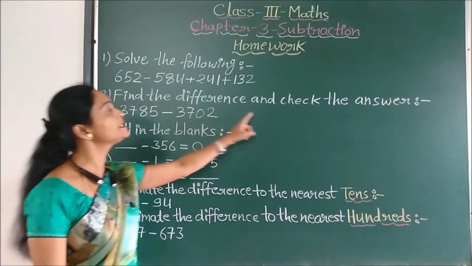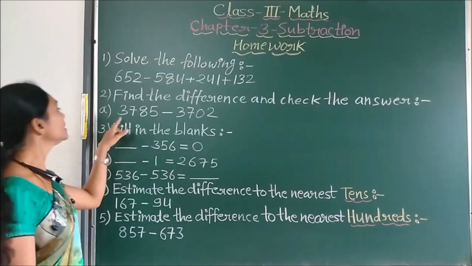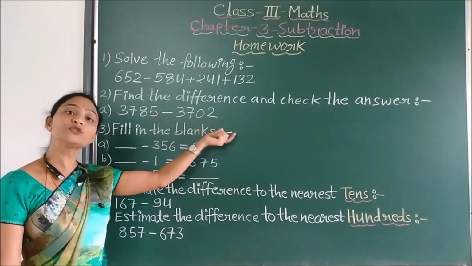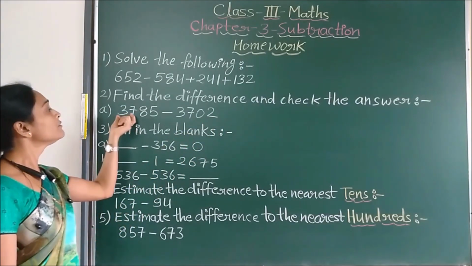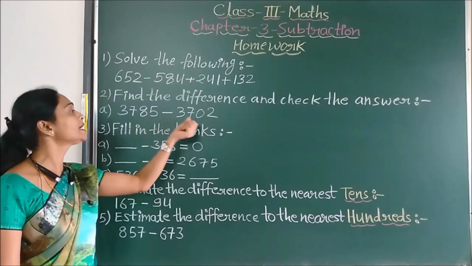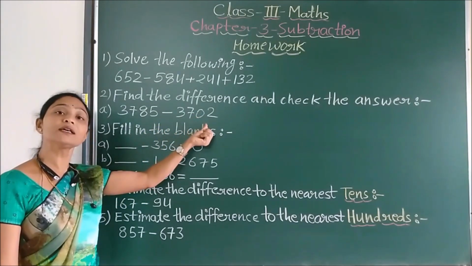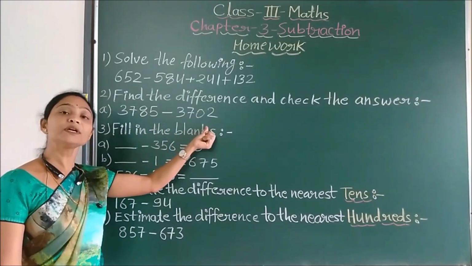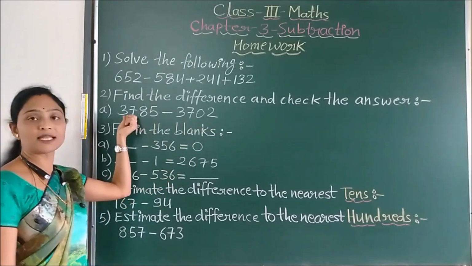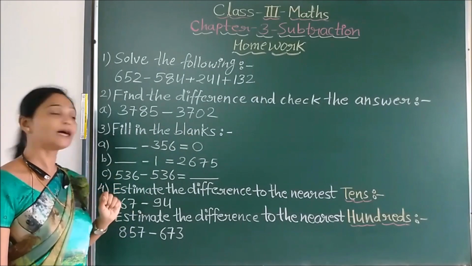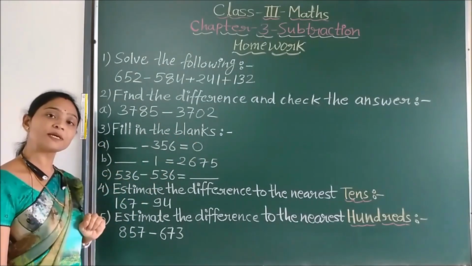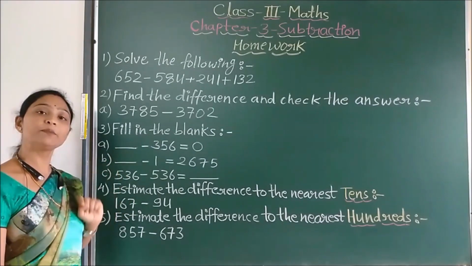Then find the difference and check the answer. So here these two numbers you have to subtract and then you have to check. How to check, children? See, first you will subtract these two numbers, and the answer you are getting, that answer you will add to this number which we are subtracting. To this number you will add the answer, then the answer should be this number. So this way you will check the answer. Then fill in the blanks. Here you will use the properties of subtraction to fill these blanks.